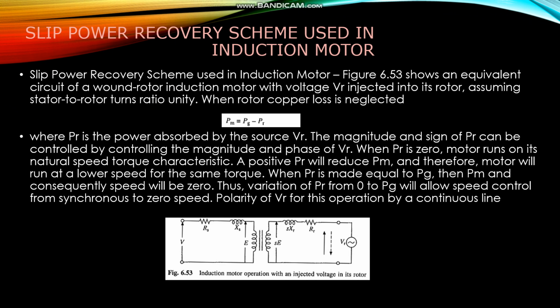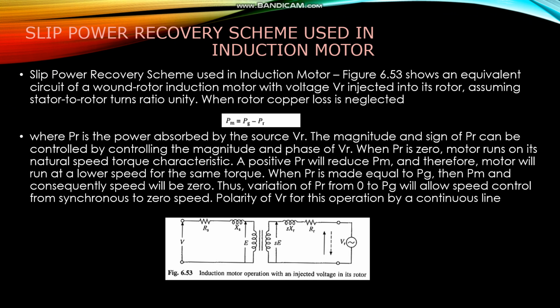Slip power recovery scheme used in induction motor. A motor which is fed electrical supply from both stator and rotor is called a doubly fed induction motor. When power crosses from the stator to the rotor, it is the air gap power. It crosses a small rotor copper loss here. So the equation for the remaining power, the mechanical power, is PM = Pg - PR, where PR is the power absorbed by the source VR. The magnitude and the sign of PR can be controlled by the magnitude and the phase of VR.